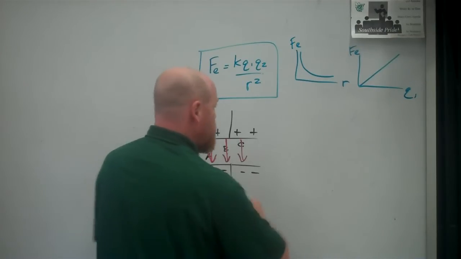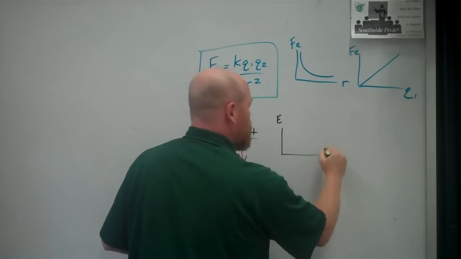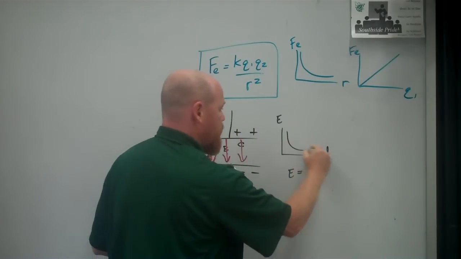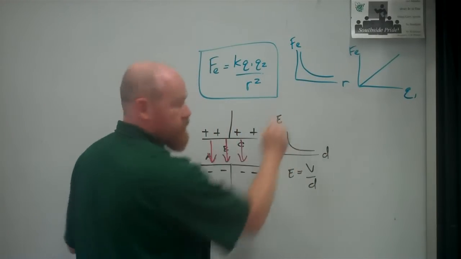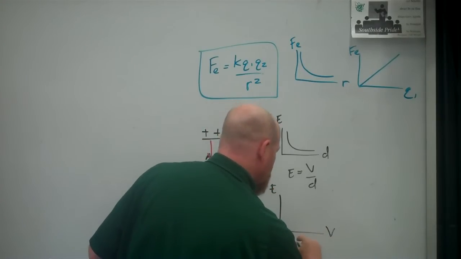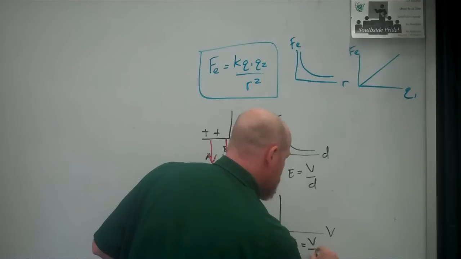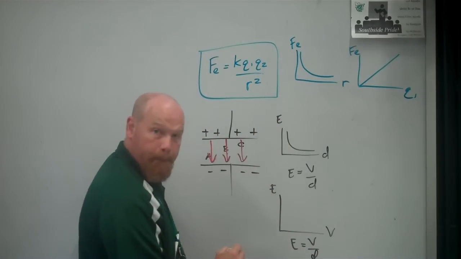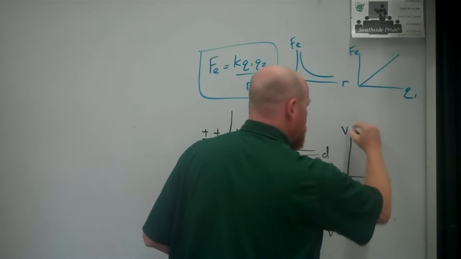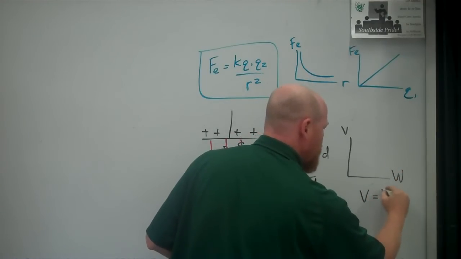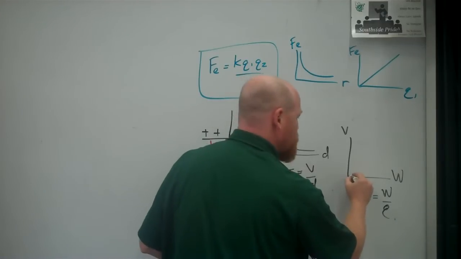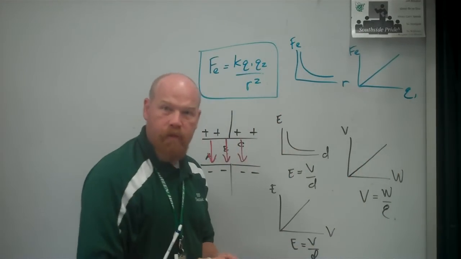And then the other graphs right here, real quick. E versus D from E equals V over D. That is like that. Another one, I did F versus R. E versus V. Because E equals V over D, directly related, what's it going to look like? Yeah, buddy, like that. And V equals W over Q. V, W, Volkswagen. The more energy you put into your voltage, the more it's going to soup it up. So that's going to be like that. Thank you very much.